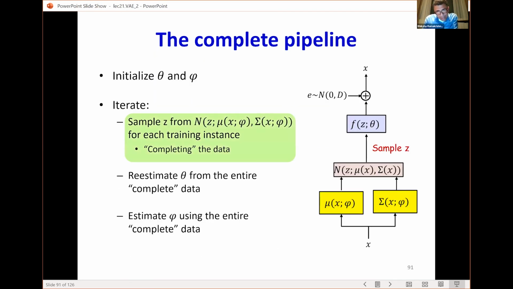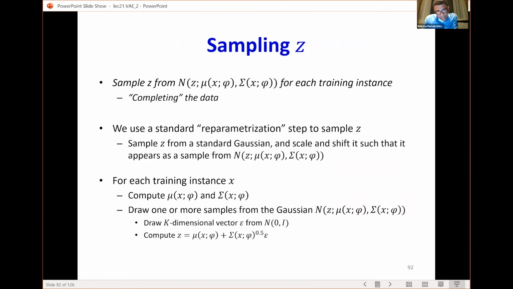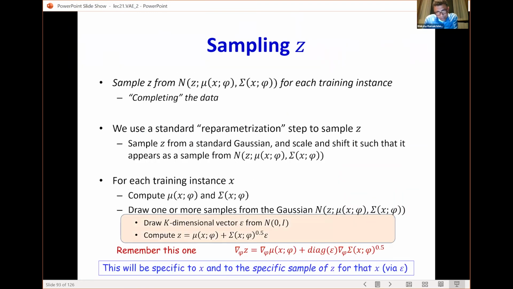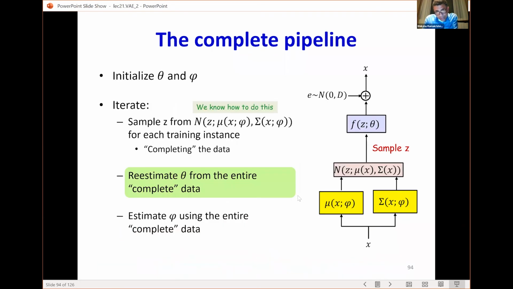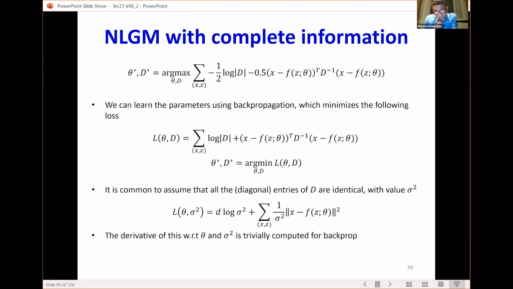Okay. So we know how to sample this guy, right? And observe that the z that you sample is specific to x, because basically the mean is a function of x and the variance is also a function of x. And now we can re-estimate theta from the completed data. How do I do this?